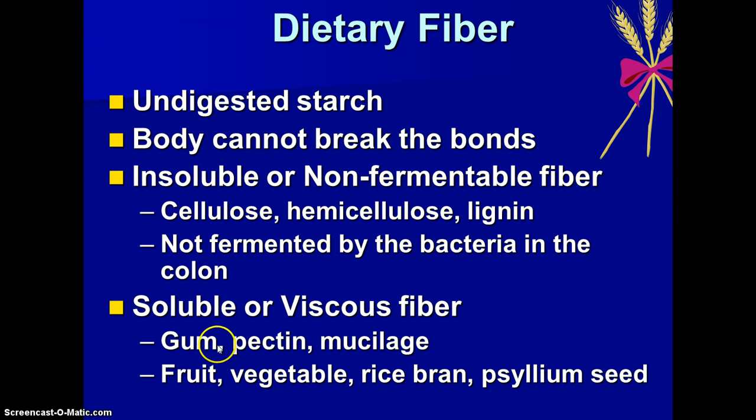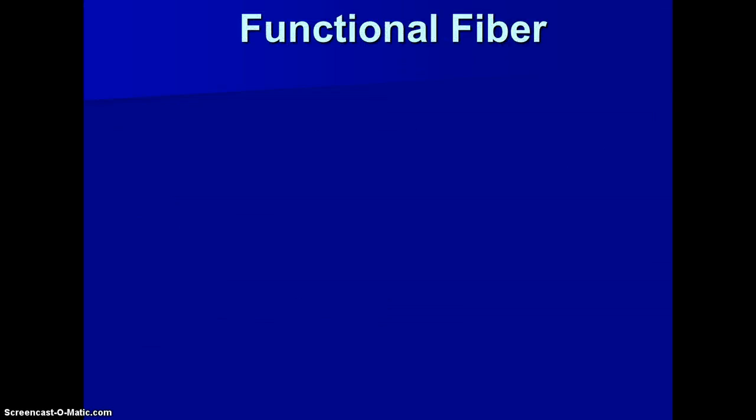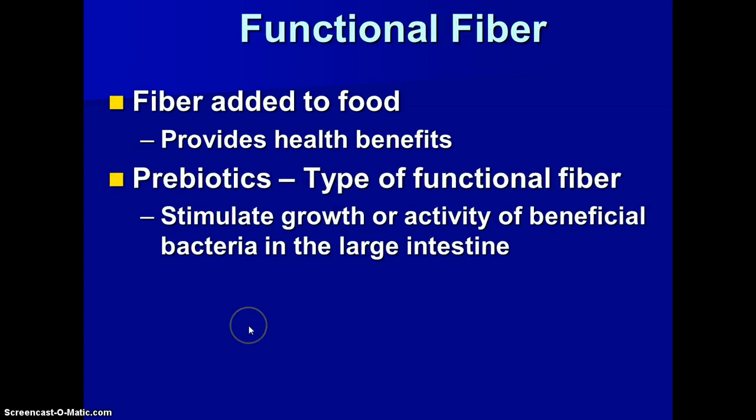We tend to find soluble fibers as a part of gums and pectins in fruits. Oatmeal is another great example. Insoluble fiber tends to be the bran of breads and whole grains, as well as the structural part of the vegetables. Those are examples of insoluble fiber.